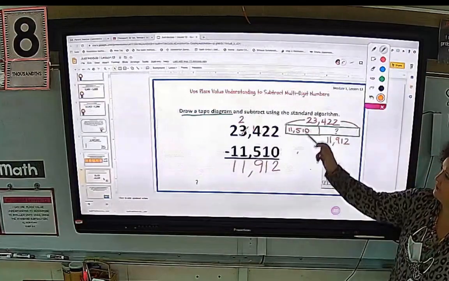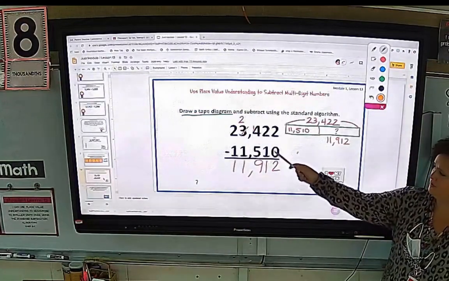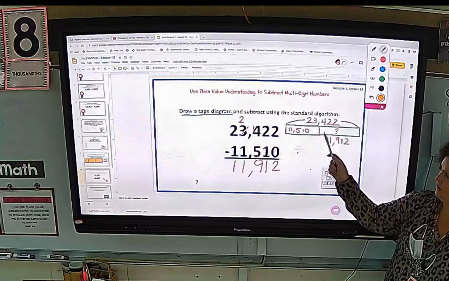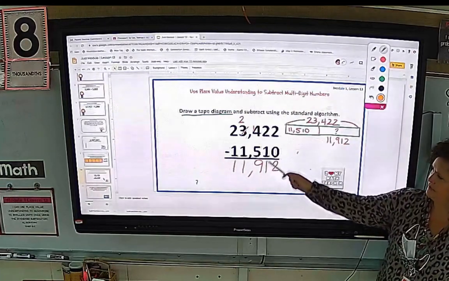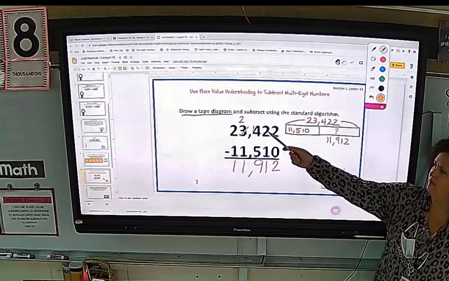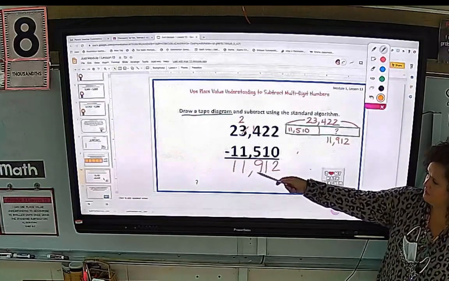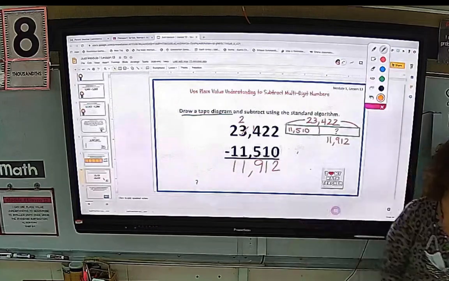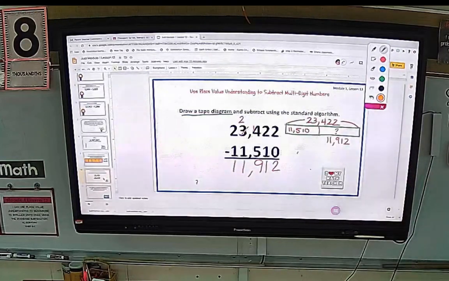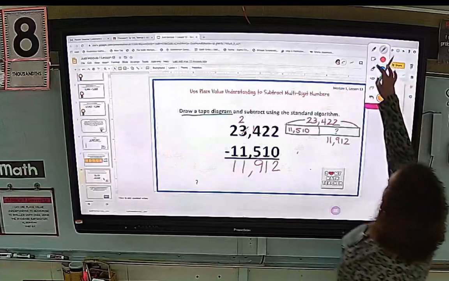So this tape diagram shows us, oh, well, these two numbers added together make this one. These two numbers added together make this one. This one subtract this one would make this one. Or this one subtract this one would equal this one. Okay. All right, go ahead and clear that off.